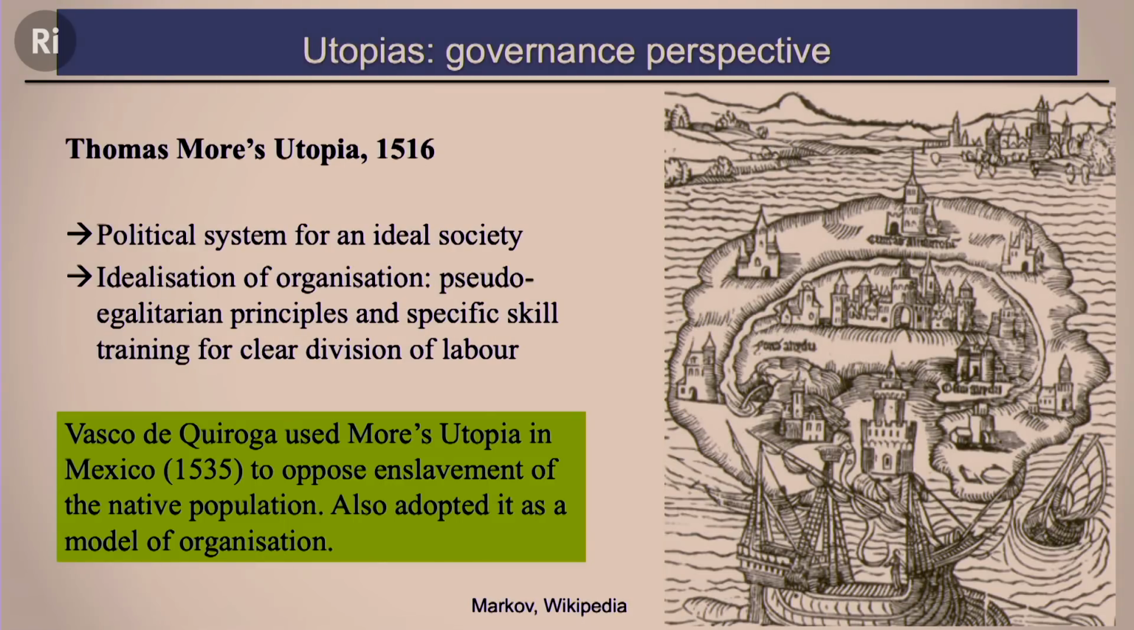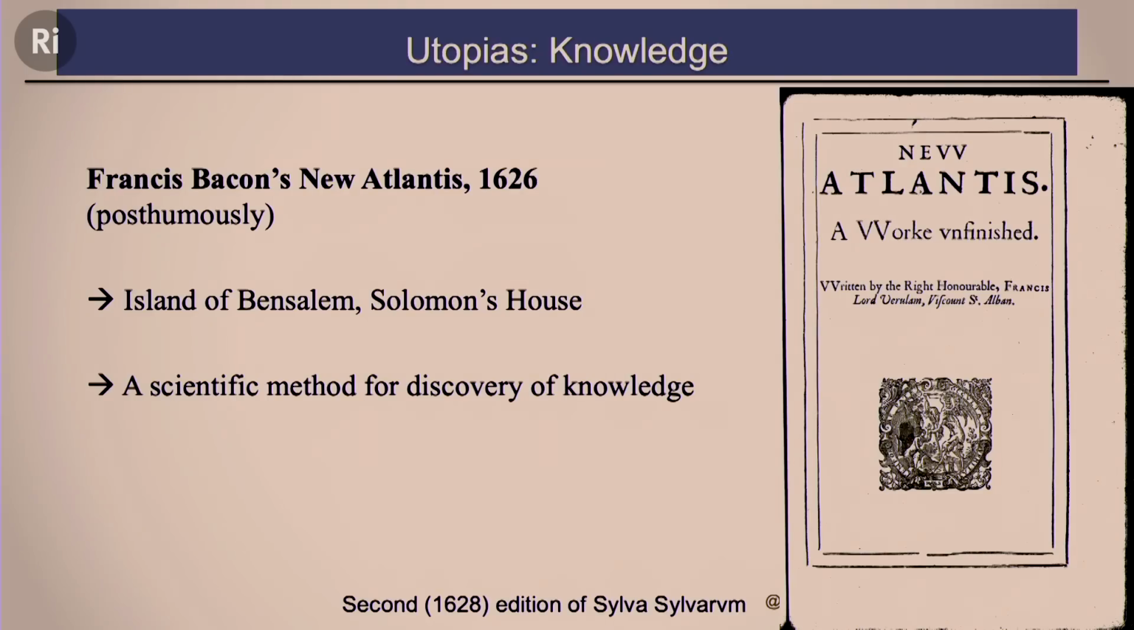And one can think about this sort of abstraction as something that just stays there lying about, but actually Vasco de Quiroga used it in Mexico in 1535 in order to argue that people shouldn't be enslaved. Carlos V, Charles V of Spain, wanted to enslave the indigenous population, and he used this argument, taking all of the insights from Thomas More's work, in order to say no to this kind of thing. And in addition, he also took this idea of how the society should be organized to try how it would work in Mexico.